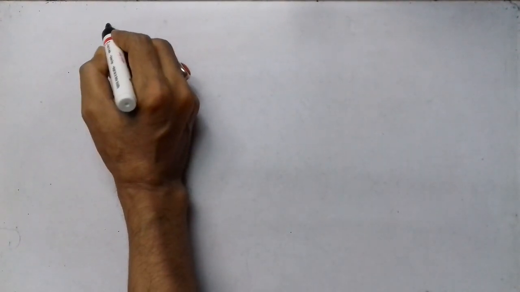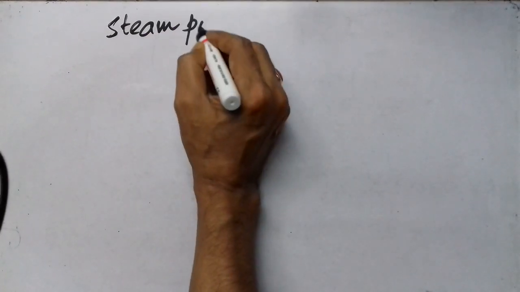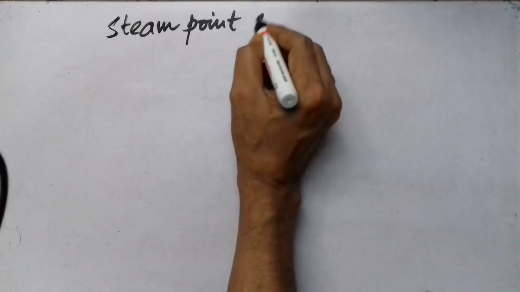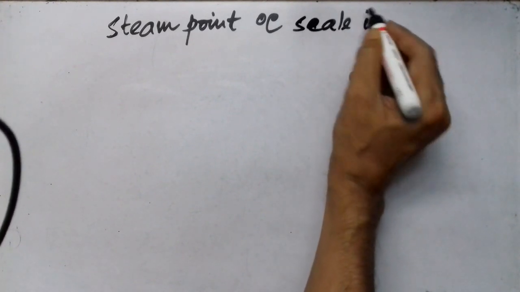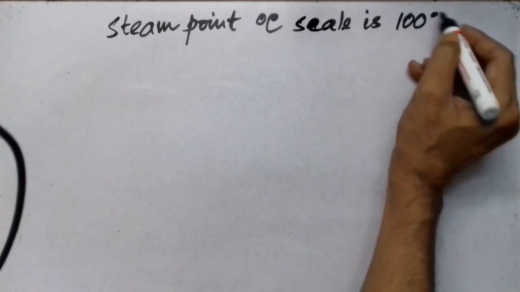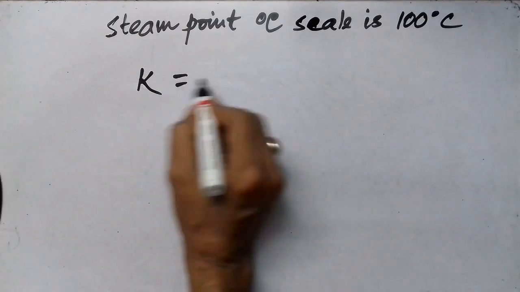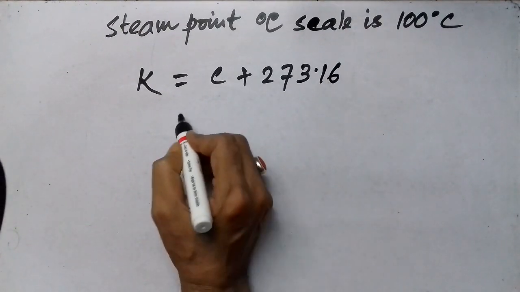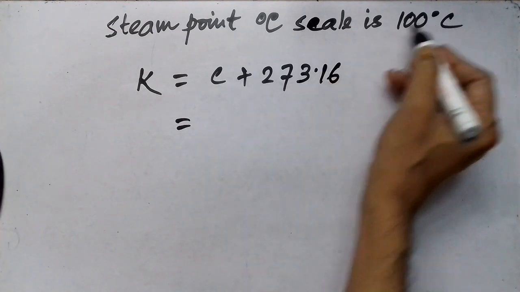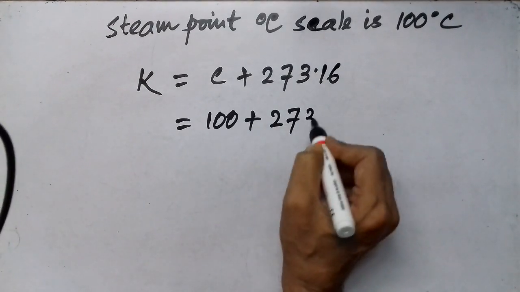Also you know, steam point in degree Celsius scale is 100 degree Celsius. Therefore equivalent Kelvin temperature will be, by applying this relation, measurement is 100 degree Celsius. So add 100 degree to 273.16.